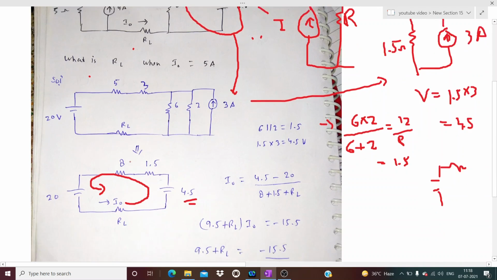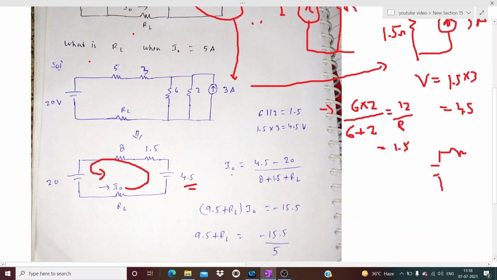The resistances are simply represented like this only. So I naught will be 4.5 minus 20 upon total resistance. This is simply I equal to voltage difference V1 minus V2 upon R equivalent. So this is what is written: 8 plus 1.5 plus RL. See, it becomes 9.5 plus RL, into I naught.